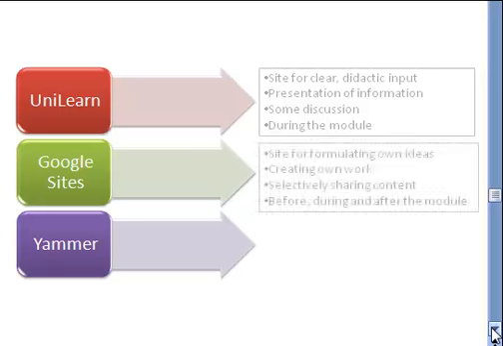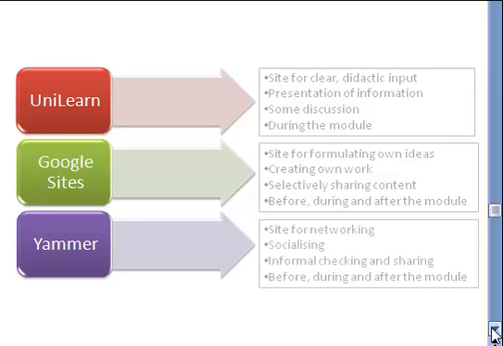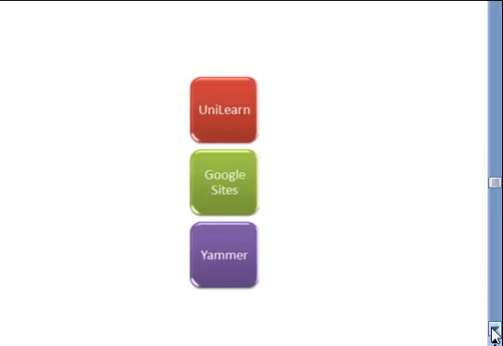Google Sites is excellent for formulating your own ideas, creating your own work, selectively sharing content before, during and after the module. So it's very sustainable, and we think that's one of its key strengths over and above what Yuni Learn can offer. And Yammer is great for networking, for socialising, for informal checking and sharing, and again great before, during and after the module.